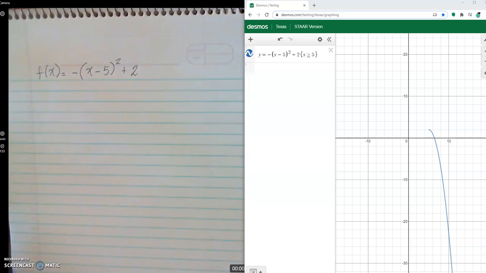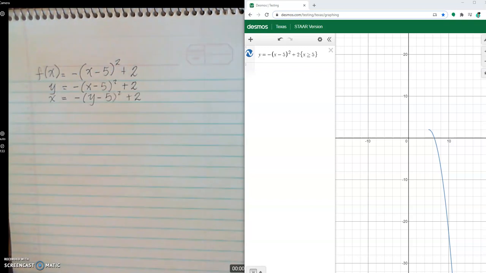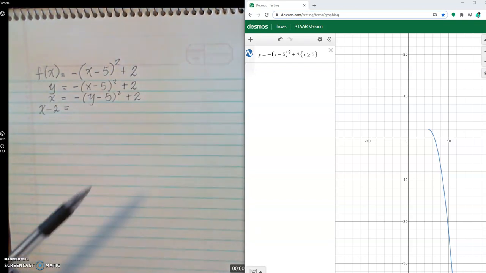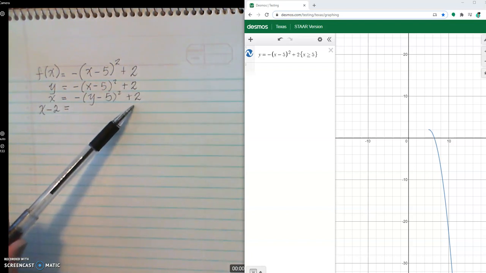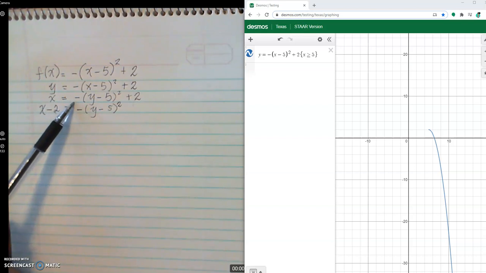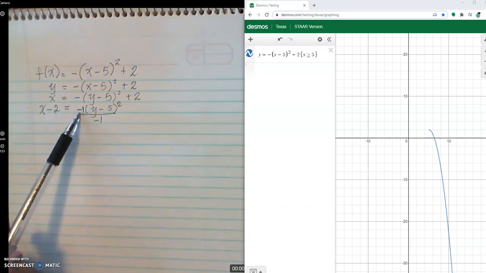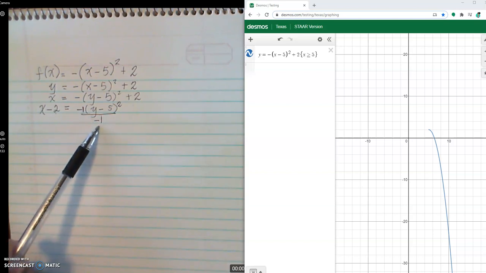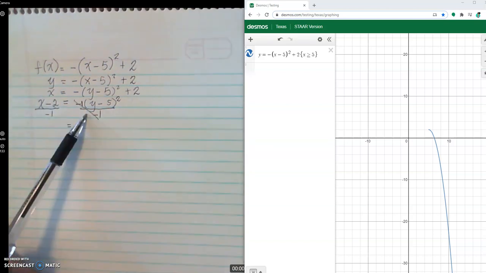Right, so let us solve. Replace the f of x with y. Now switch your x and y. Solve for y by isolating your y. So your first step is to move the positive 2 to the other side, making it become negative. Then copy down all this part right here. The next thing that you can remove is the negative 1 in front of this parentheses by dividing both sides by negative 1. This cancels out.